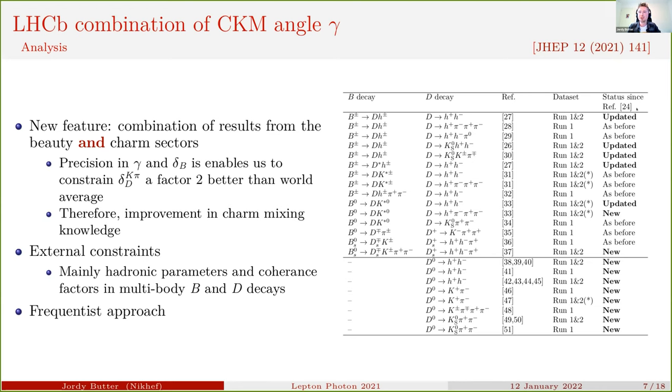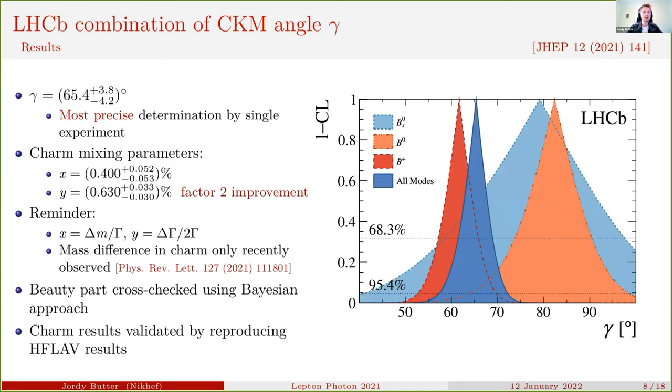You can see that many of them have been updated or are new since the 2018 combination. External constraints are mainly hadronic parameters and coherence factors, and also phi s, for example. This combination uses a frequentist approach. The result has an uncertainty of only 4% with a value of 65.4 degrees. This is in very good agreement with the global fits, and it's the most precise determination by a single experiment.